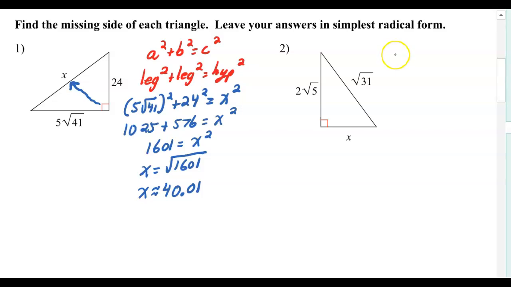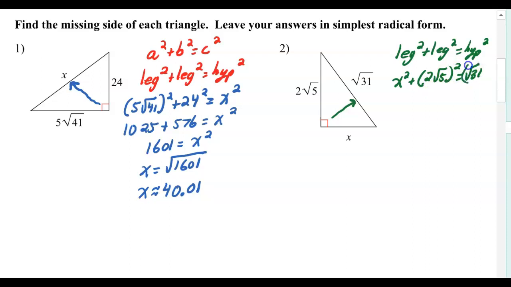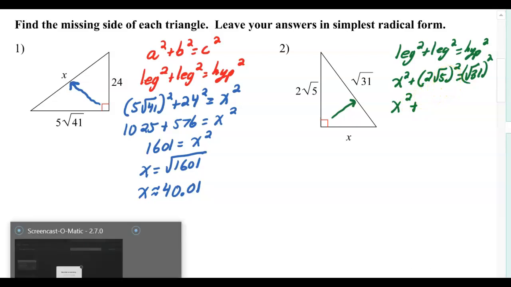Let's take a look at example number 2. Again, leg squared plus leg squared is equal to hypotenuse squared. This time, the hypotenuse is the square root of 31. So I'll say x squared plus parenthesis 2 square root of 5 squared is equal to the square root of 31 squared. X squared plus, and I'm going to use my calculator and type in 2 square root of 5 squared.